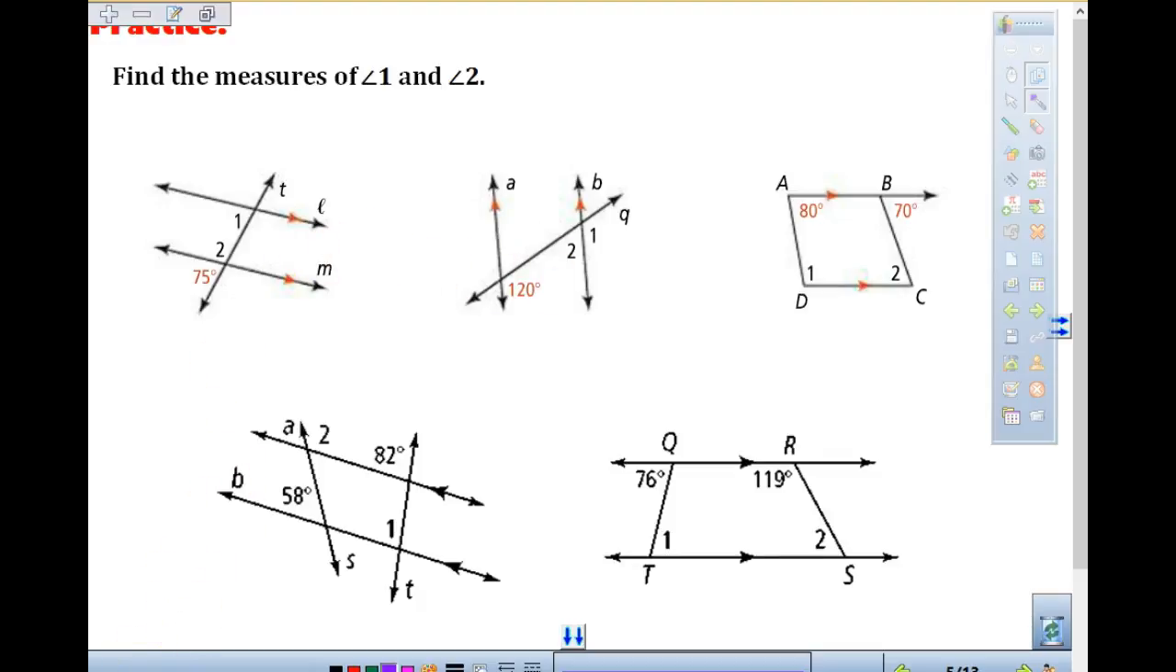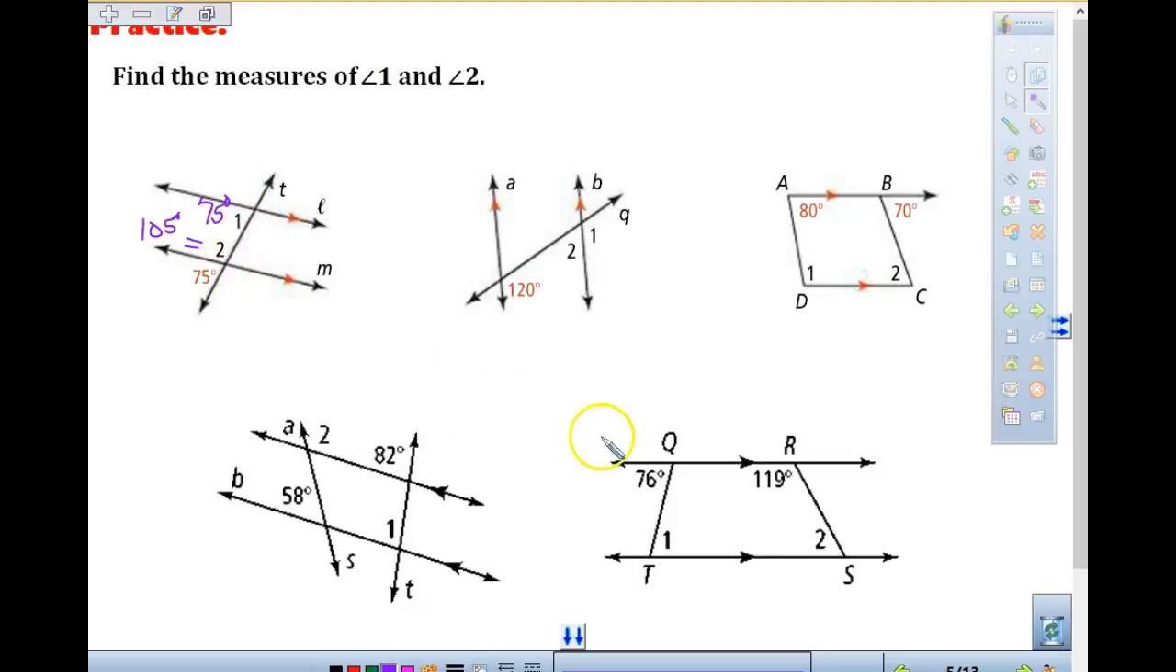So, in this one, what I want you to do, I'm going to pause this. 75 and 2 are what kind of angles? Supplementary. So if this is 75, the measure of angle 2 has to be how many degrees? 105 degrees. What do I know about 75 and 1? They are corresponding, congruent, so it has to be 75 degrees, right? It has to be supplementary to 2. Same side interior, 1 plus 2 has to add to 180.